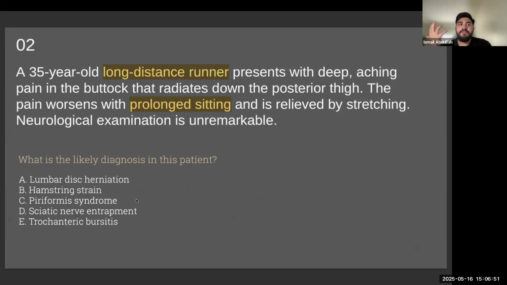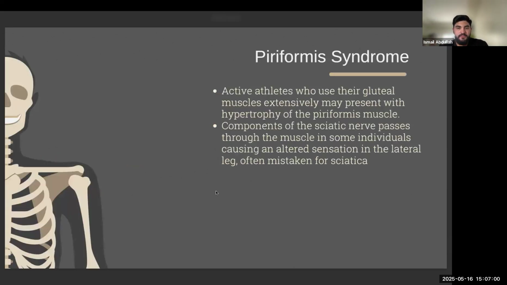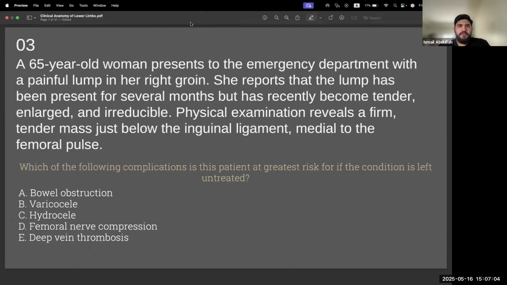And of course, it's going to cause muscle weakness, sensory loss, tingling, numbness. All of these are other findings of sciatica. These are just everything that I just said. All right, are we good to go?